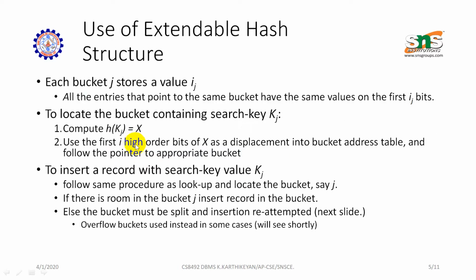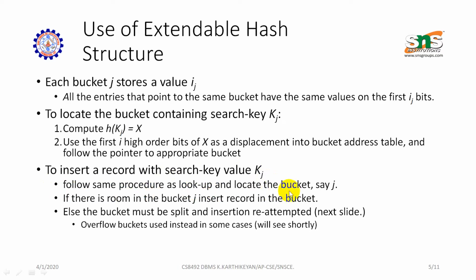Next, use of the extendable hash structure. Each bucket j stores a value i_j. All the entries that point to the same bucket have the same values on the first i_j bits. To locate the bucket containing search key Kj, compute h(Kj) equal to x. Use the first i high-order bits of x as a displacement into the bucket address table, and follow the pointer to the appropriate bucket.